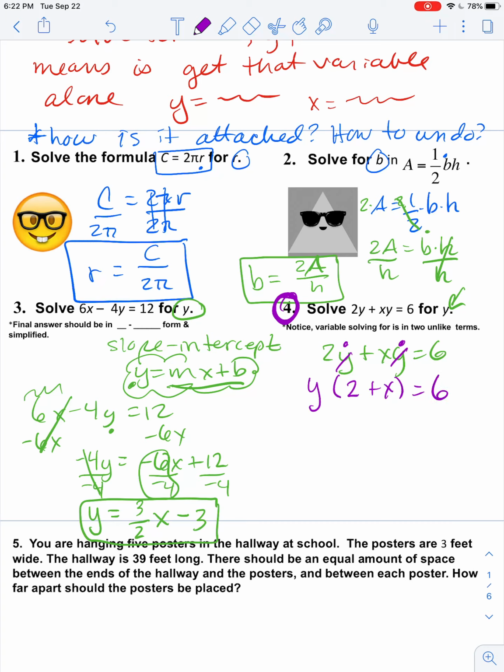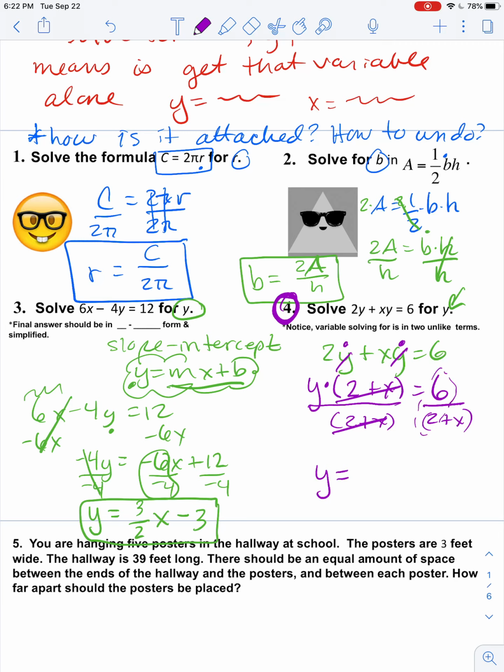But what's lovely about that is now the y that I'm trying to get alone is multiplied by something. So to get it alone, I would divide it by that same thing and just divide the other side as well. So this is gone, and I've accomplished my goal of getting y alone.